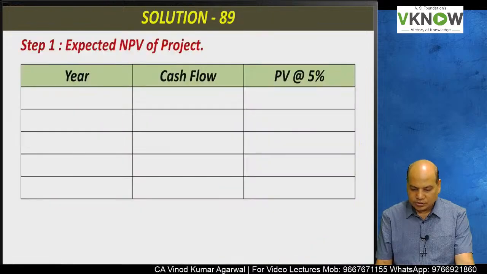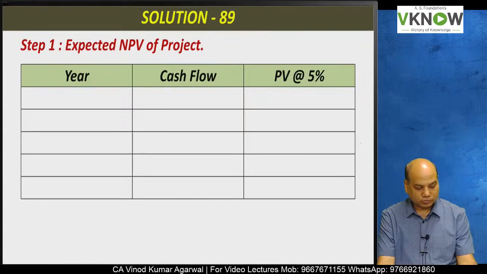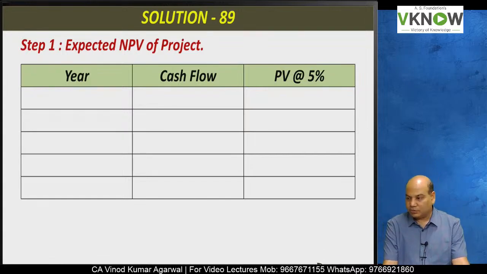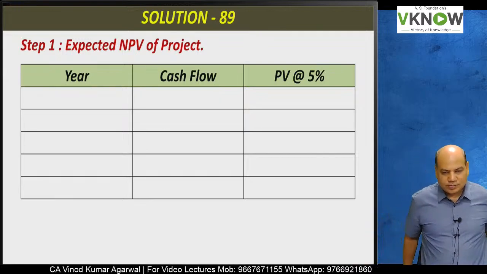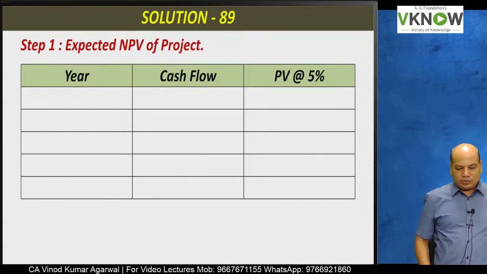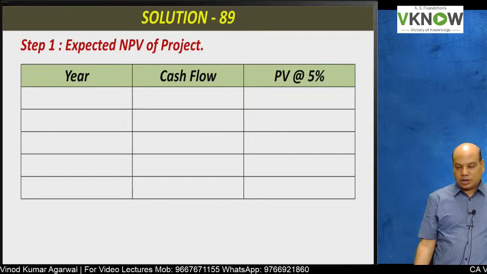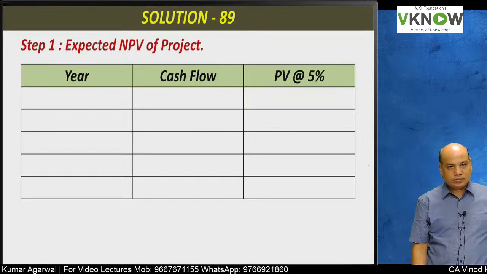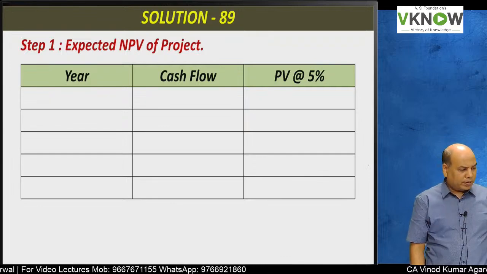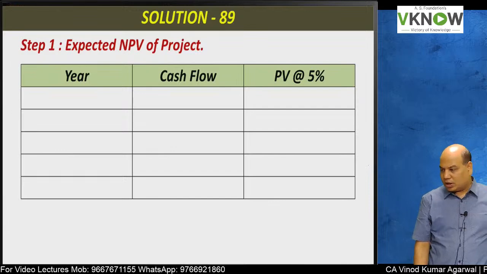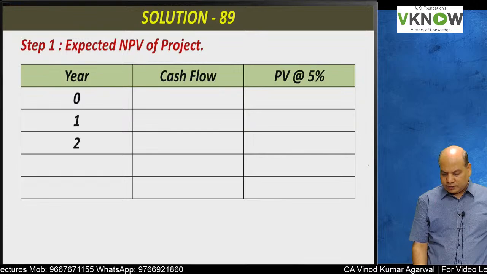So first answer first. Expected NPV of the project. Draw 3 columns. First column write year. Second column cash flow. Third column present value at the rate 5%.